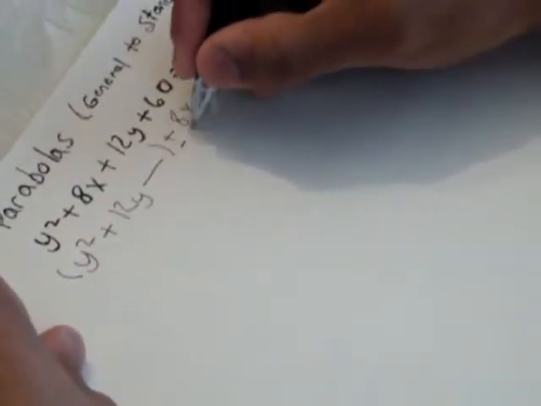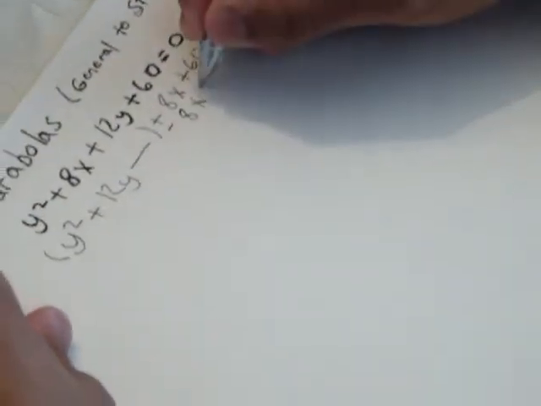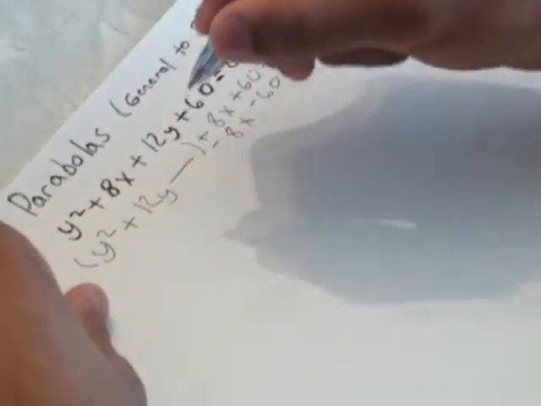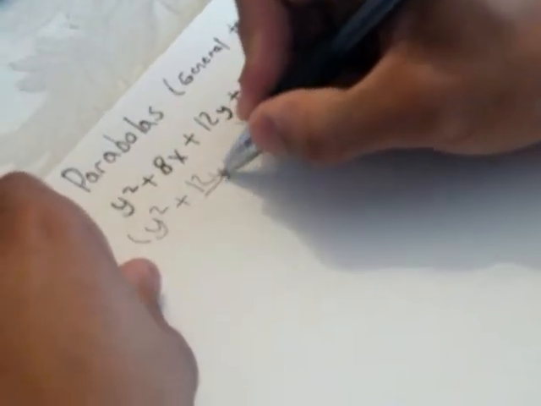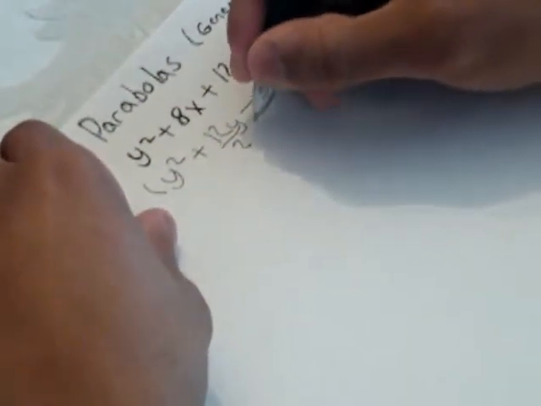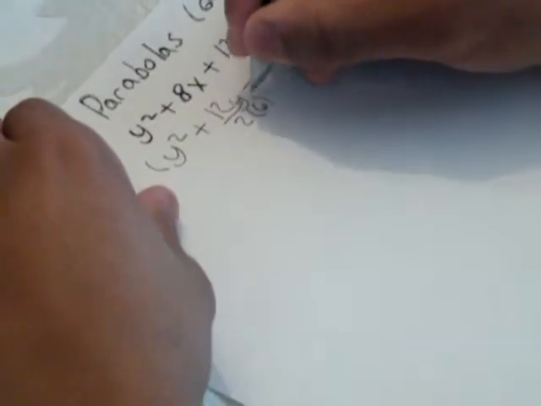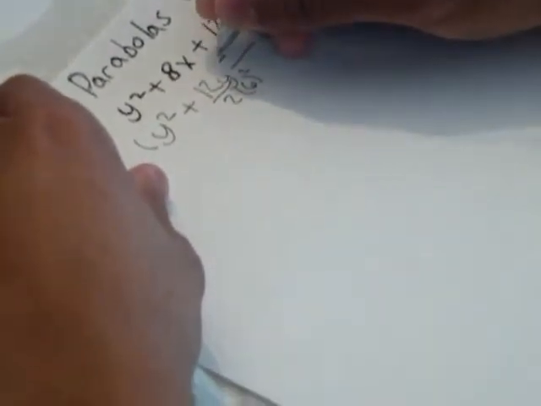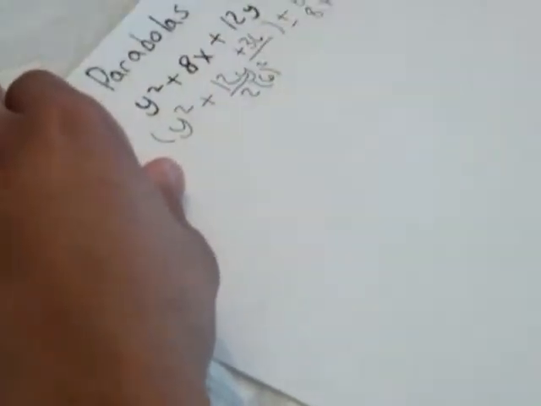Alright, now you'll want to get rid of all of this first. So you'll want to have minus 8x and minus 60, and you'll move over to this side. That's minus 60 minus 8x. And then after that, you'll have this you have to deal with. You'll divide 12 by 2 and you'll get 6. Then you have to do 6 squared, which equals positive 36.